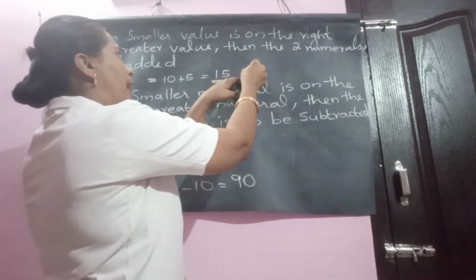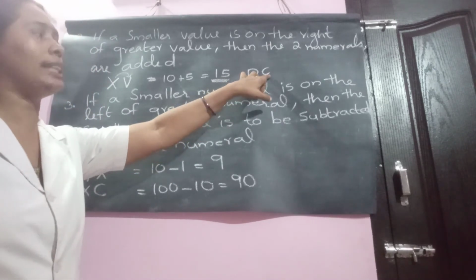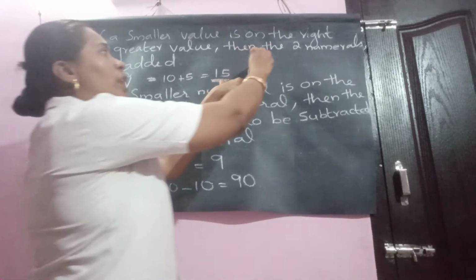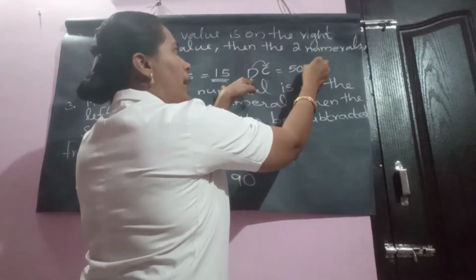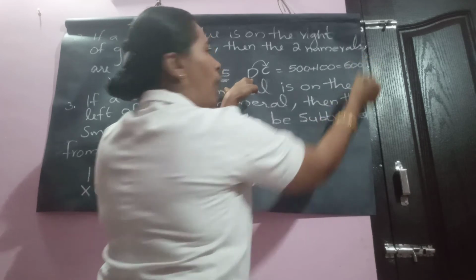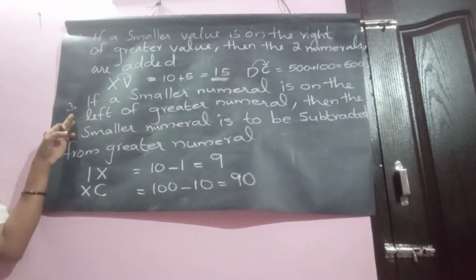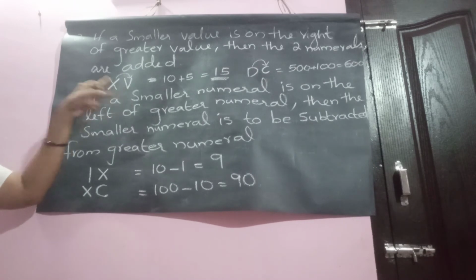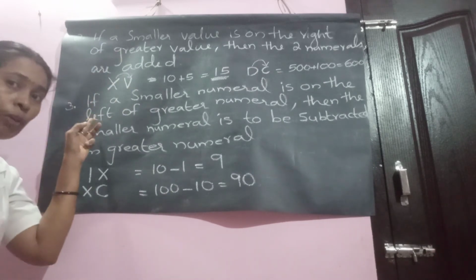Similarly, when you write DC, this is the greater value and this is the smaller value. The smaller value is on the right side, so we add: 500 plus 100 gives us 600.